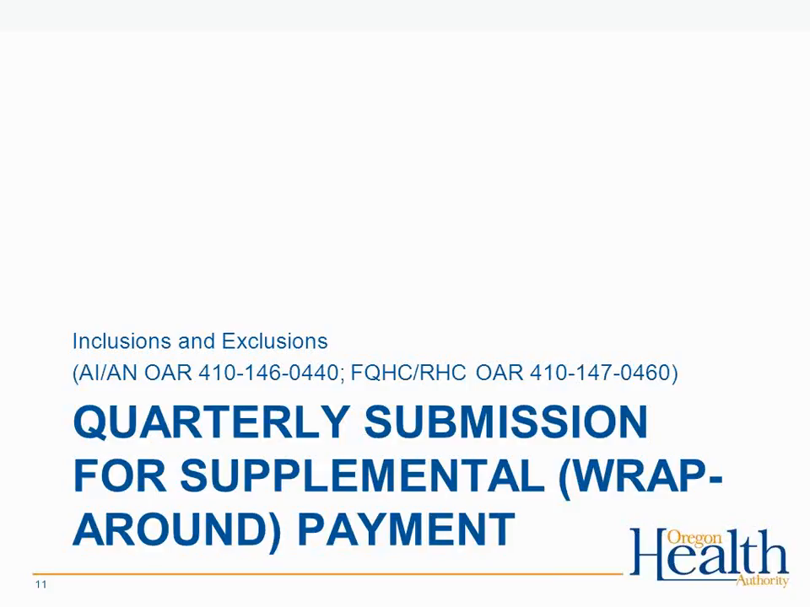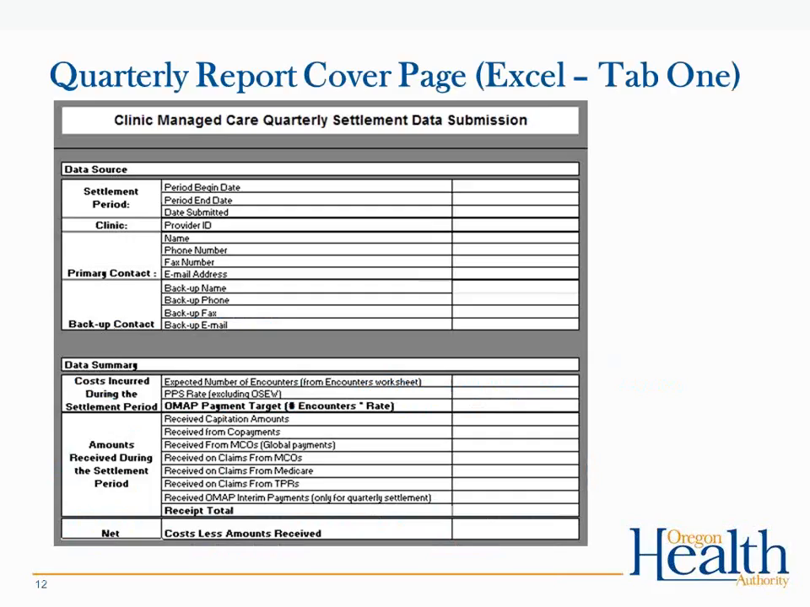All right, so just a little bit about the quarterly submission. We're going to show you the template and talk a little bit about what you should include and what you shouldn't include for the wraparound payment. So here is the cover page for the quarterly report. You should have an Excel file, right? Did they all have this? Okay. And this is tab 1 on the Excel file. And we generally call it the cover page.